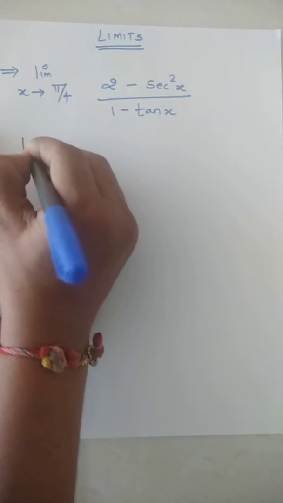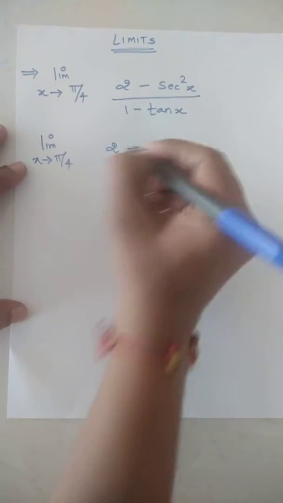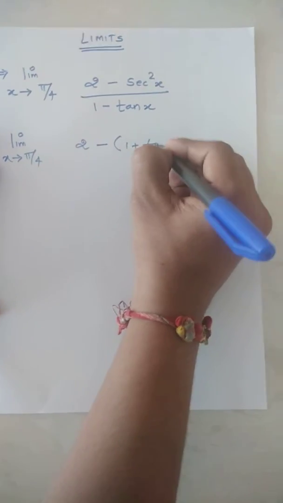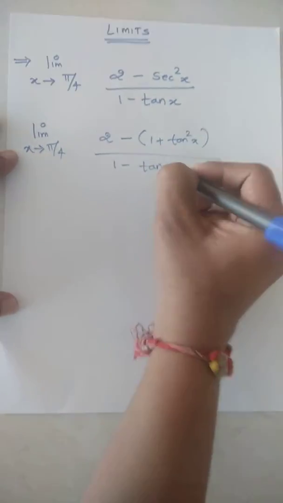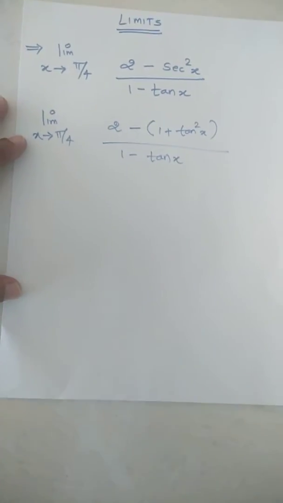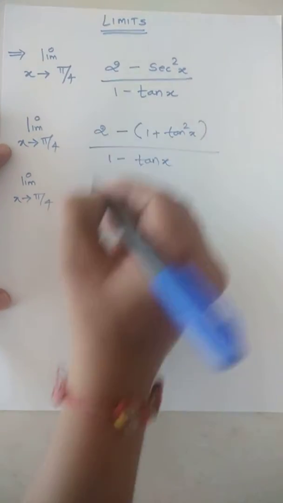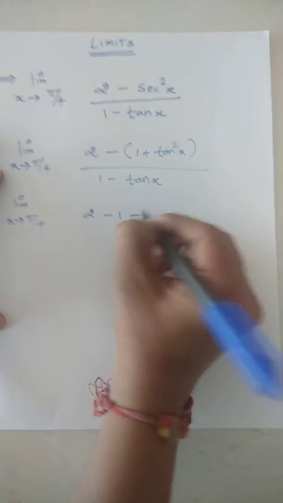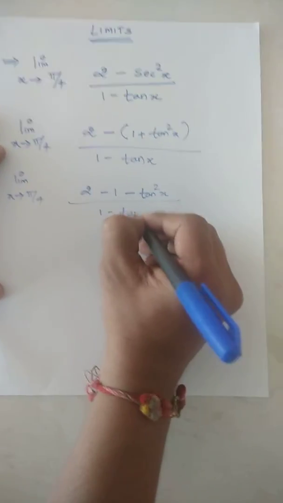Now first thing is that as x tends to pi by 4, the 2 will remain as it is, then minus. The formula for sec square x is nothing but 1 plus tan square x. The denominator will remain as it is, 1 minus tan x. Now the limit as x tends to pi by 4 of 2 minus 1 minus tan square x upon 1 minus tan x.